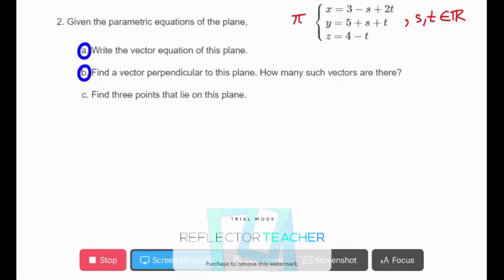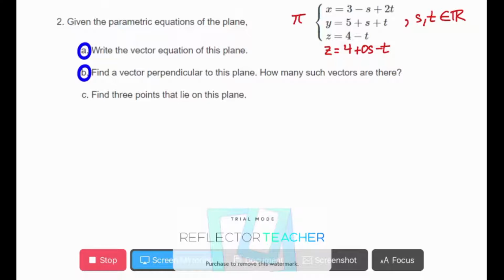And if we wanted to make our life a little easier, if you wanted to quickly identify our parameter values here, we can think of this as 4 plus 0s minus t if you find that helpful. What are we asked to do here? We're asked to write the vector equation of this plane and find a vector perpendicular to this plane. How many such vectors are there? Let's take a look.